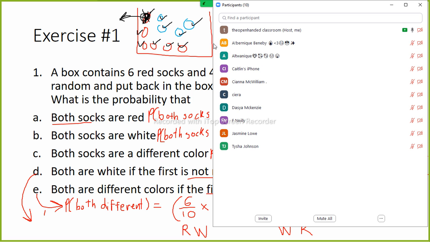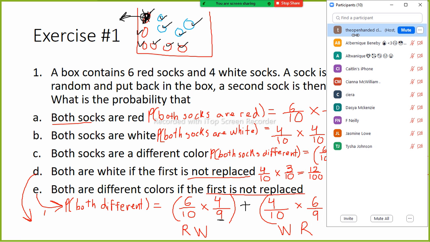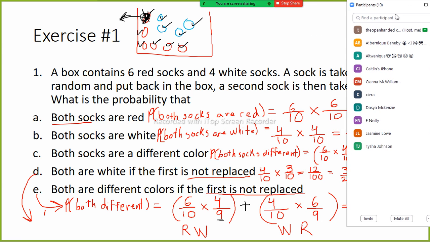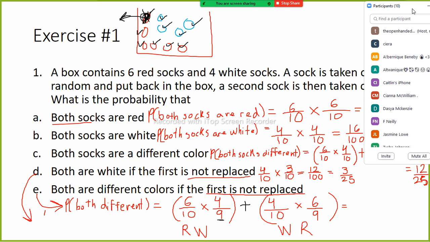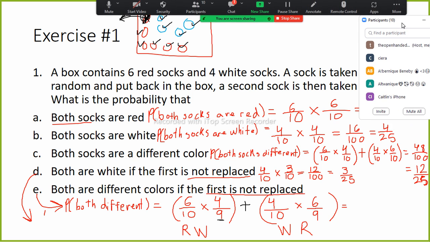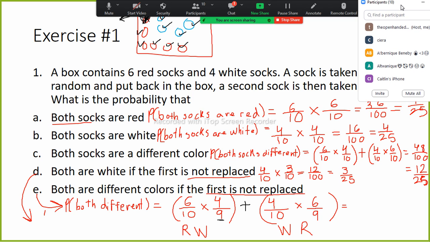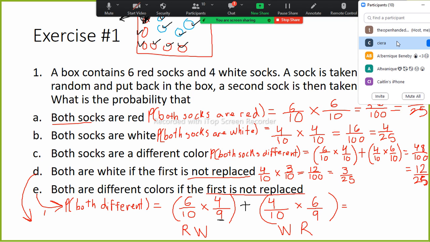Sierra, do you understand? Or do you still need some more explanation? That needs more explanation. Okay, on what part? Um, the whole thing, I guess. I was hoping you didn't say the whole thing. I'm very lost.